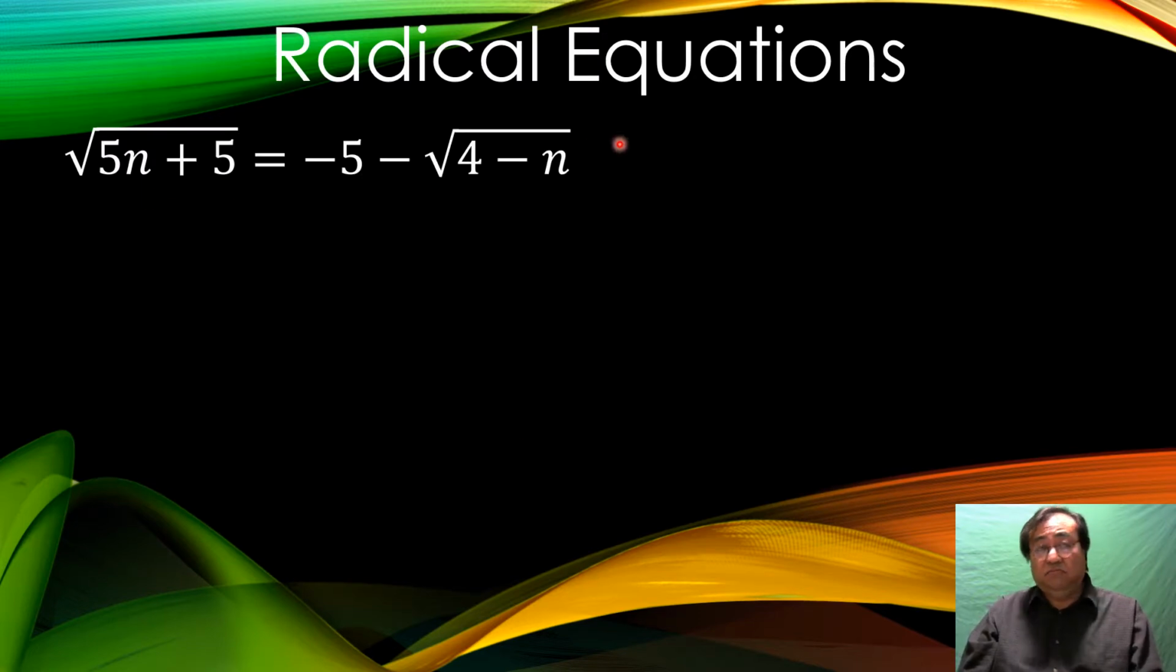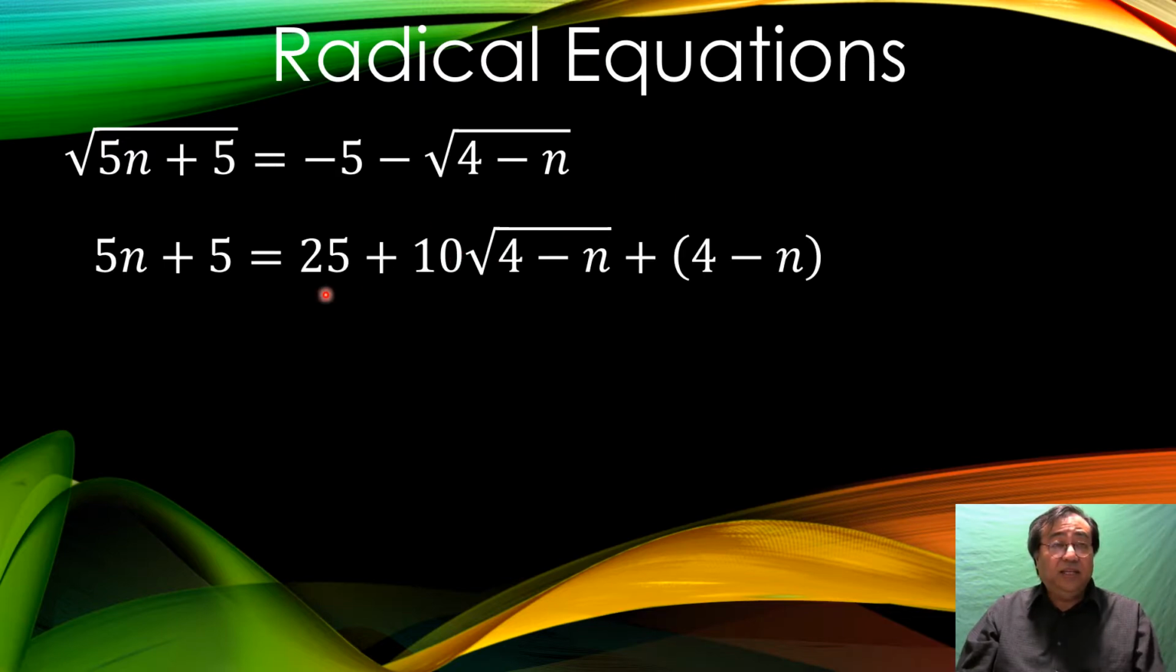Now, we're going to square both sides again, and this is what happens. So I'm treating this like it's a binomial. That's one term, and this is another term. So if I square the negative 5, I get positive 25. If I square the square root, I get 4 minus n.